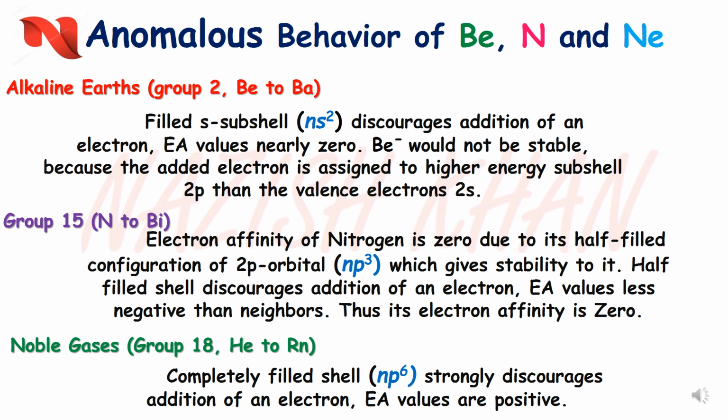Beryllium negative would not be stable, because the added electron is assigned to the higher energy subshell 2p than the valence electrons 2s. The electron affinity of nitrogen is 0 due to its half-filled configuration of 2p orbital, np3, which gives stability to it. A half-filled shell discourages addition of an electron, so EA values are less negative than neighbors. Thus its electron affinity is 0.